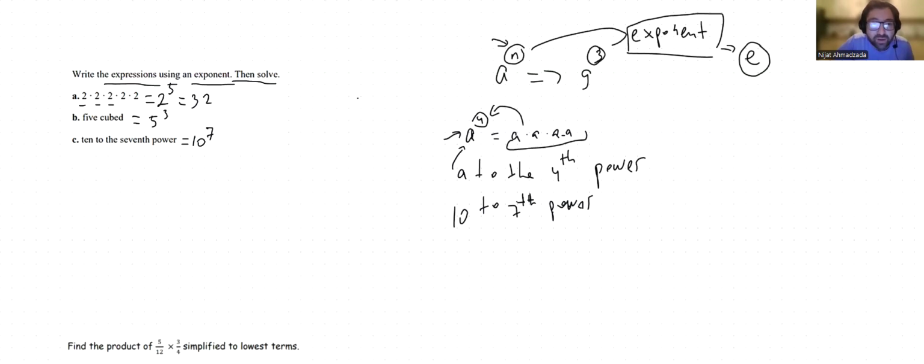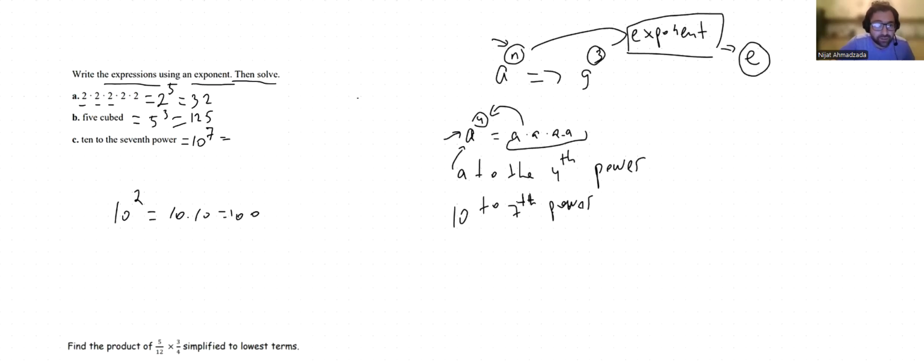5 times 5 times 5. Again, you can do the calculation. The answer will be 125. So 10 to the power of 7. It's easy to calculate actually, so that we can check 10 to the power of 2. What is 10 to the power of 2? 10 times 10, which is 100.